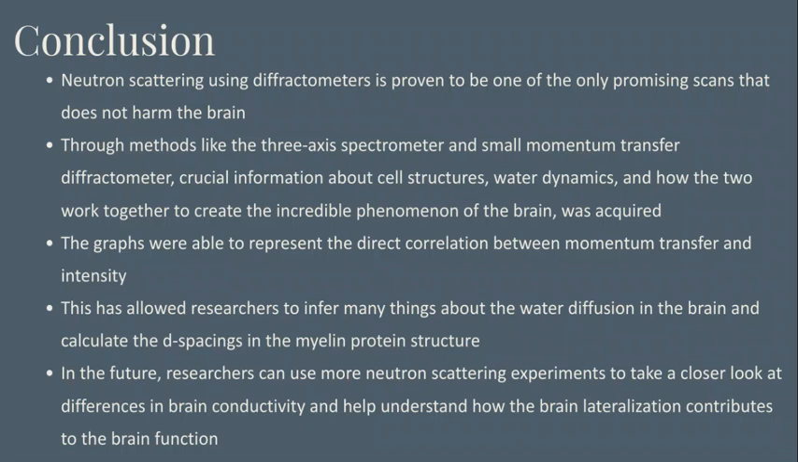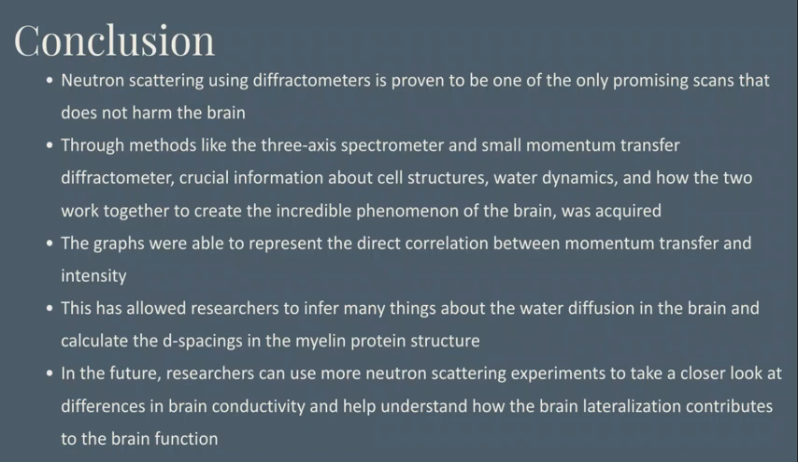The experiment started off by using a neutron beam for scattering, using specific wavelengths that gave information for the graphs, which represent the direct correlation between momentum transfer and intensity. This has allowed researchers to infer many things about the water diffusion in the brain and calculate d-spacings in the myelin protein structure.